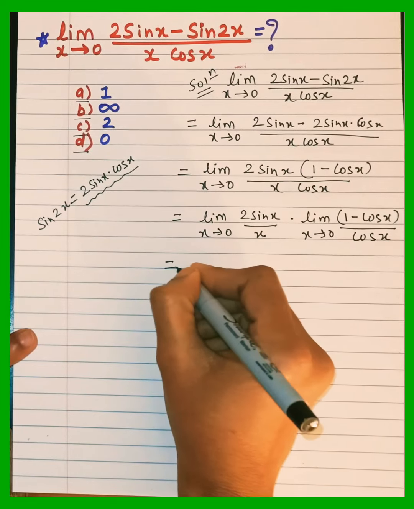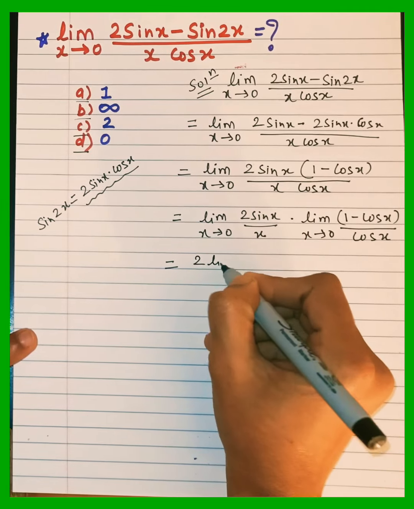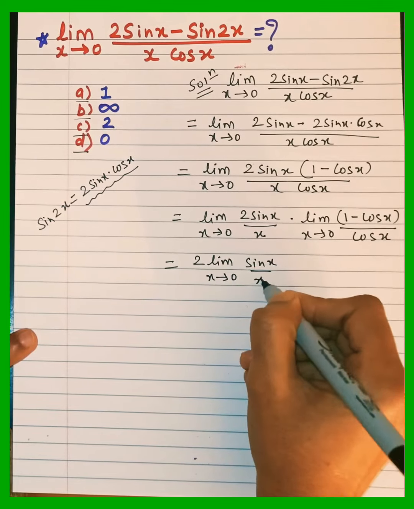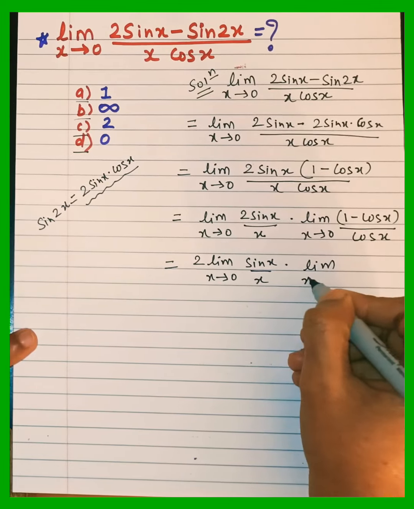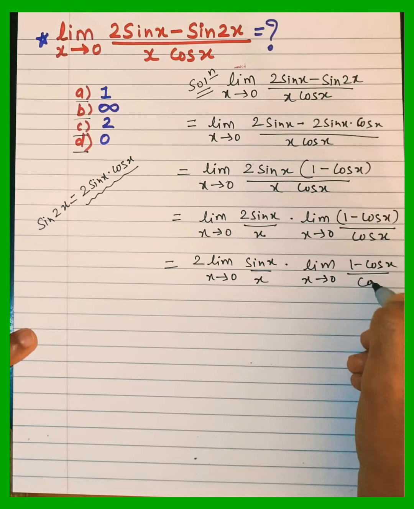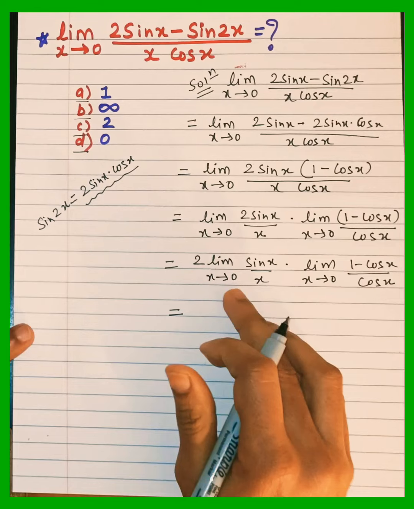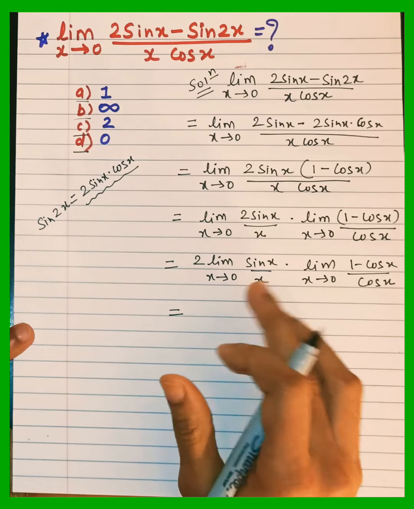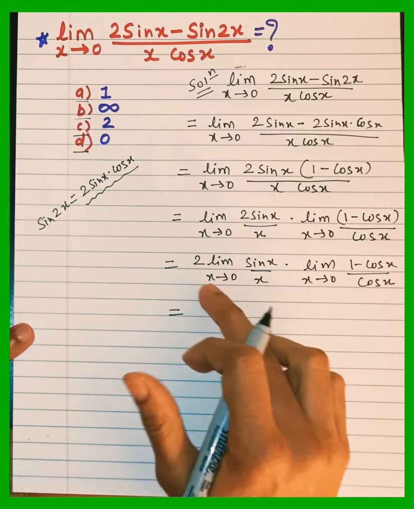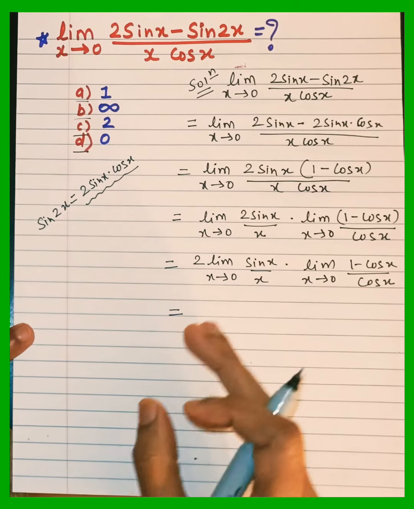Further here, we can keep 2 outside. So 2 into limit x tends to 0 of sin x upon x, into limit x tends to 0 of (1 minus cos x) upon cos x. So we got till here. Now here x tends to 0. Actually limit x tends to 0 means x is not 0 but it is very close to 0.